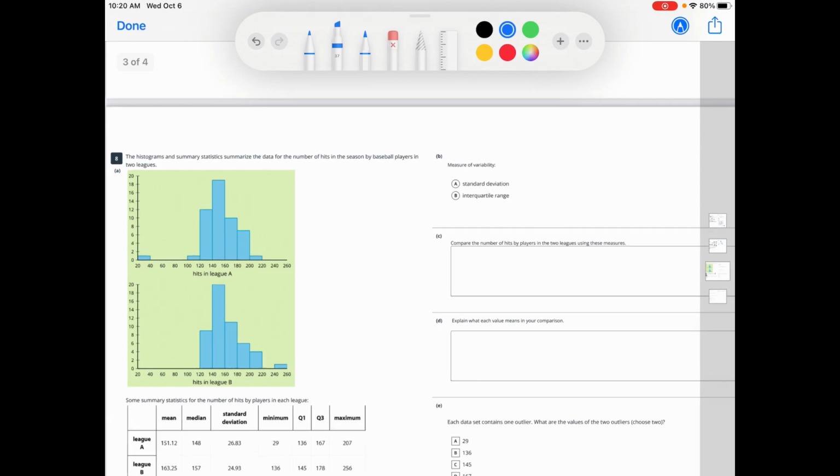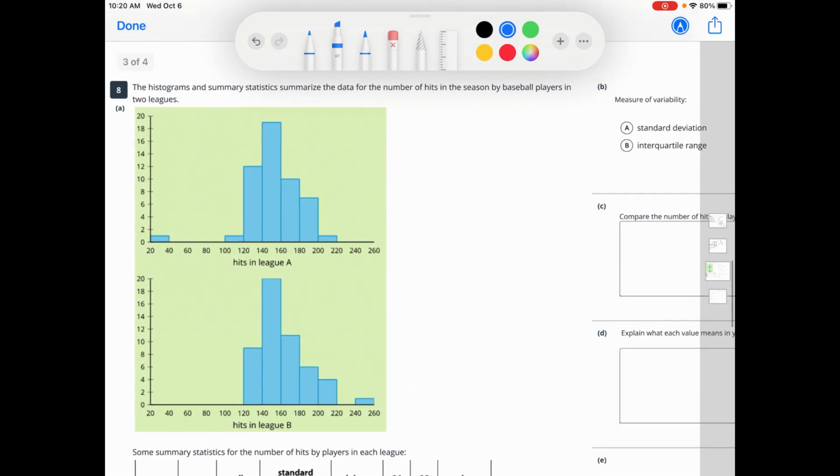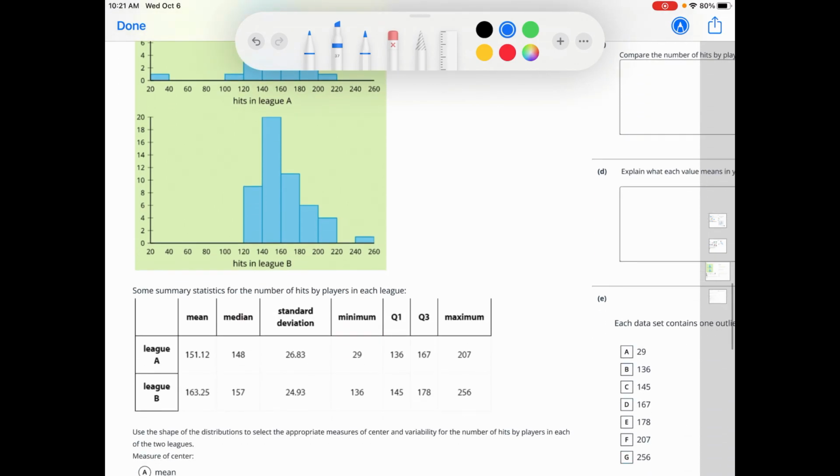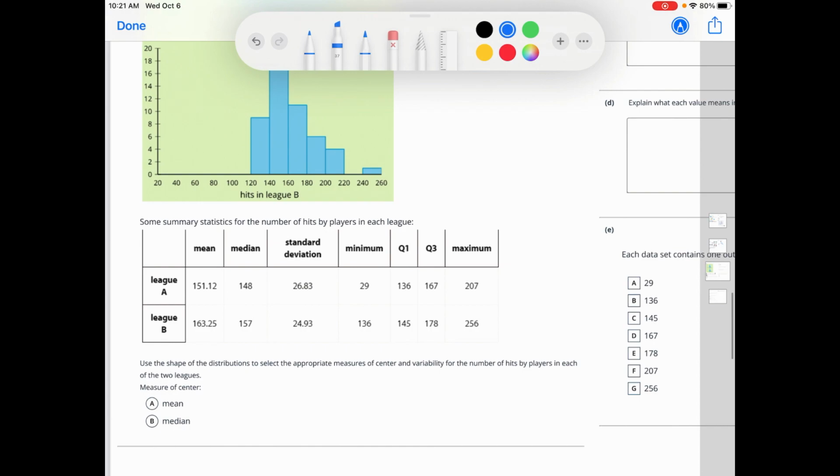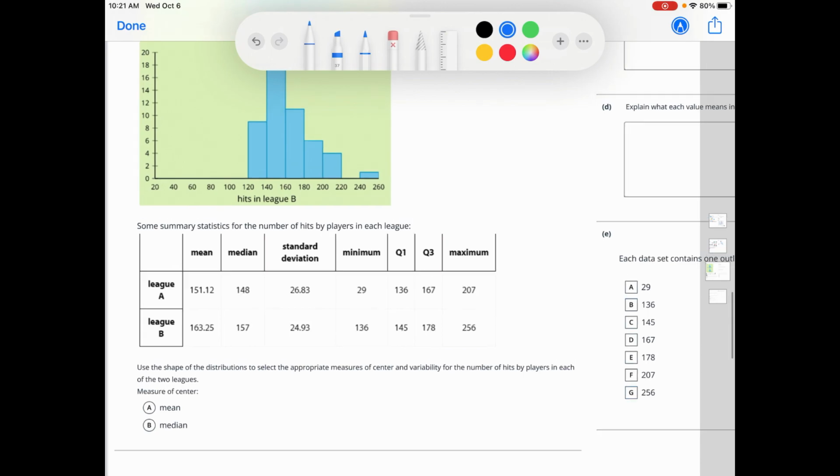Okay, question number 8. A histogram and summary statistics summarize the data for the number of hits in a season by baseball players in 2 leagues. You have hits in League A and League B. And the summary statistics they've already given us are the mean, median, standard deviation, minimum, Q1, Q3, and the maximum, which is basically the 5-number summary. So use the shape of the distribution to select the measures of center and variability for the number of hits by players in each of the leagues.